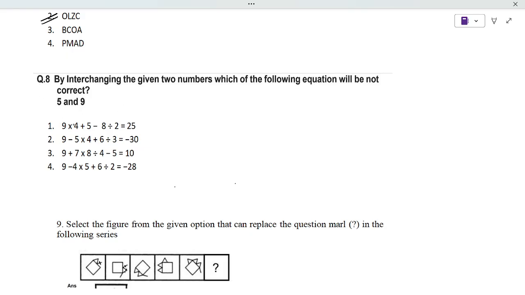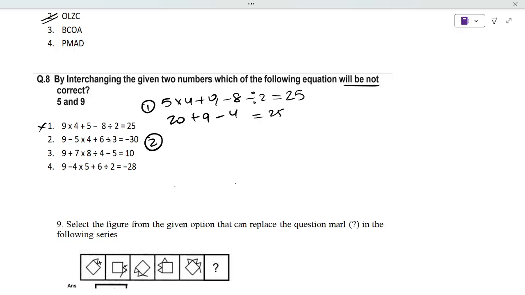So here in place of 9 we will put 5 into 4 plus 9 minus 8 divided by 2. So we don't need to get 25, right? If we get 25, then that's not the answer because they are asking us which will be not correct, right? So 5 4s are 20 plus 9 minus 8 divided by 2 is 4. So yeah, we're getting 25. So this is not the answer. Why? Because 20 plus 9 is 29 minus 4 will give us 25.